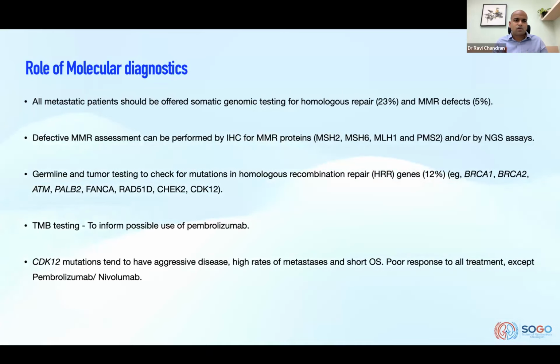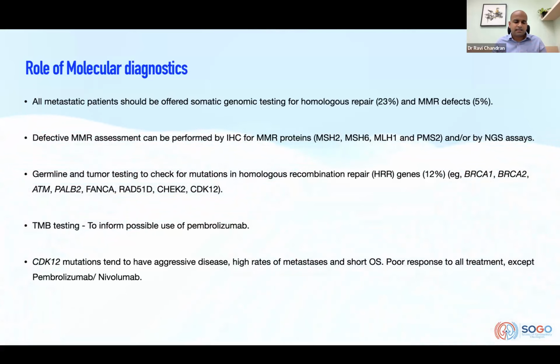And then we have to look for germline or tumor testing to look for mutations in HRR genes, where we can see up to 12% of metastatic CRPC patients will have a defect in HRR. There are mainly 12 or 16 genes. The most important ones would be BRCA2 and ATM. And finally, we can look at tumor mutational burden testing. If tumor mutational burden is more than 10 MB, then there is a possible use of pembrolizumab. Though the data in CA prostate is limited, this is primarily as a last resort.